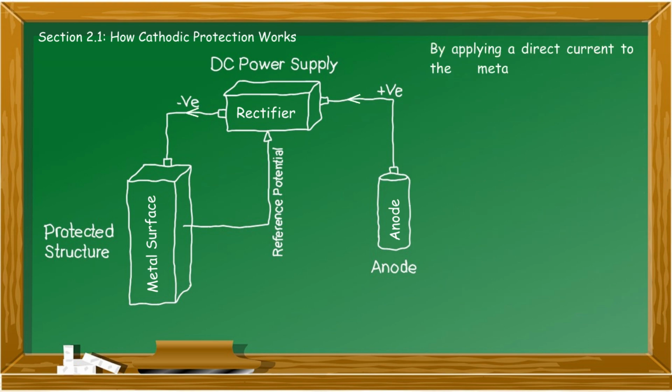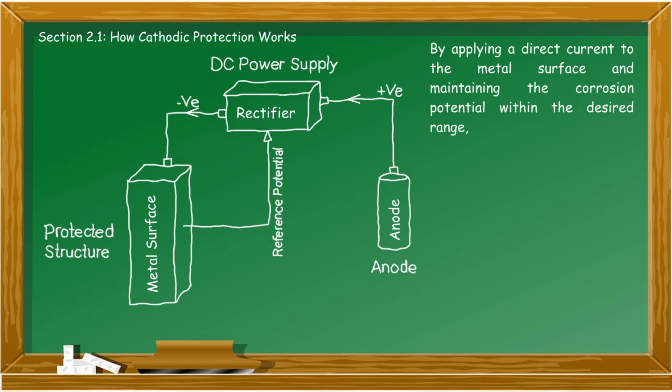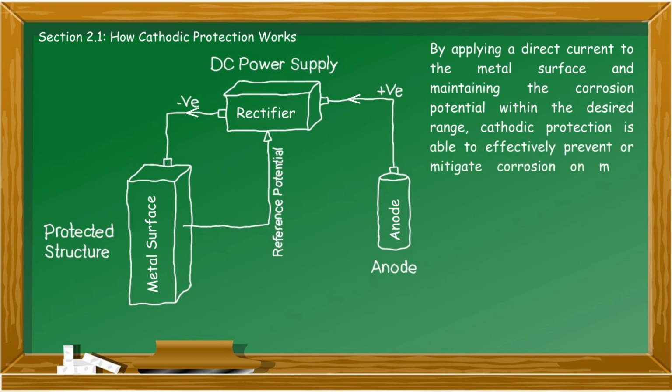By applying a direct current to the metal surface and maintaining the corrosion potential within the desired range, cathodic protection is able to effectively prevent or mitigate corrosion on metal surfaces.